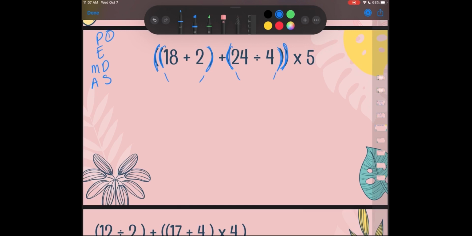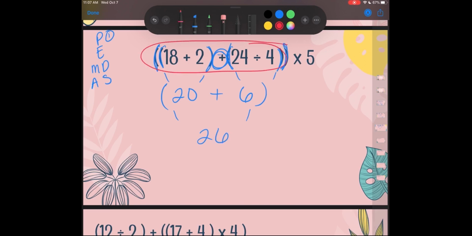So I've got to do 18 plus 2 and then 24 divided by 4. Well, 18 plus 2 is 20. 24 divided by 4 is a math fact. That is 6. So now my overall parentheses became 20 plus 6. And 20 plus 6 is 26. So this whole parentheses ended up being 26. But I can't forget my times 5, so I've got 26 times 5. Well, what's 26 times 5? Let's do it. 26 times 5.